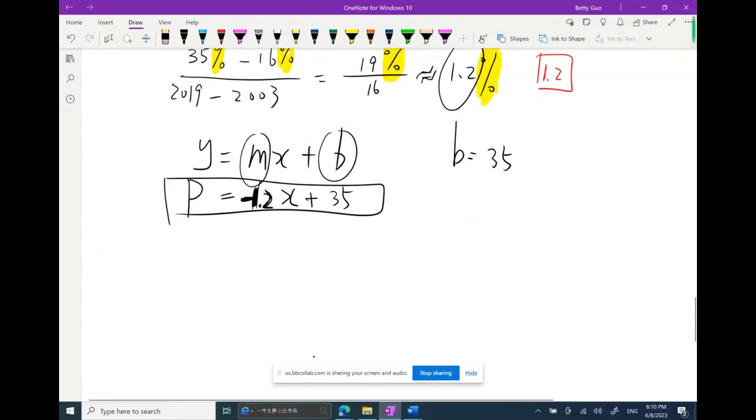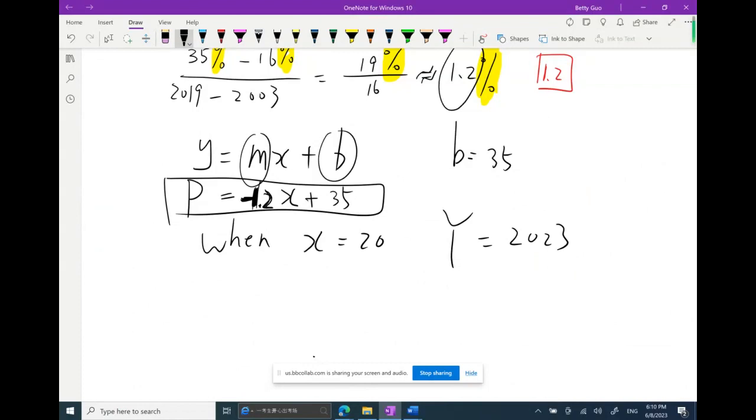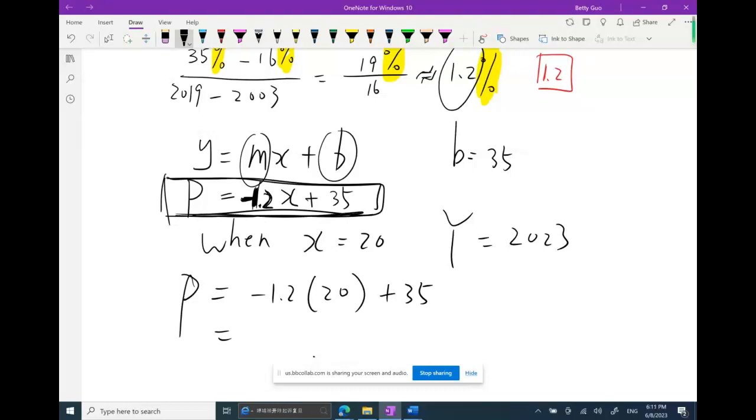So when x equals 20, after 20 years, the year is 2023. So the percentage would be, we're going to plug in x equals 20 here. Yeah, that's the correct way to do. That's how we use this model. We have to use this formula we just derived.